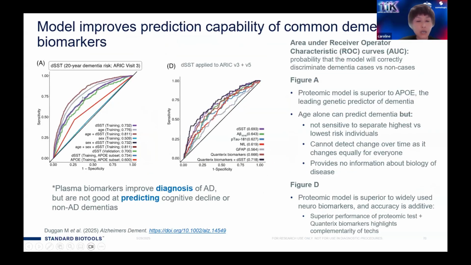Then comparing the dementia signal test to the commonly used genotyping test, which is the ApoE genotyping test for dementia prediction, which is shown in red here. You can see that with the dementia signal test, with or without age and sex information, it outperformed the ApoE genotyping test.